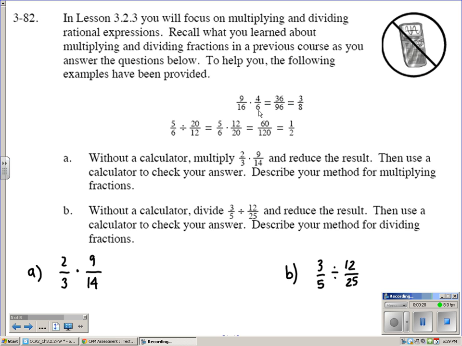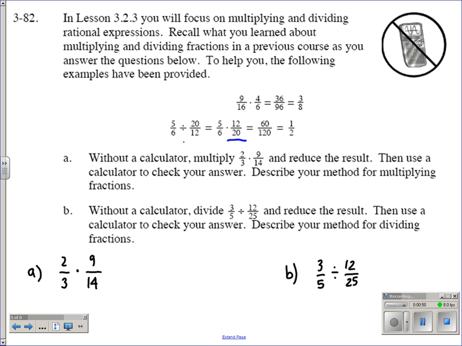9/16 times 4/6 equals 36/96, which then reduces to 3/8. We also have 5/6 divided by 20/12. Instead of dividing by 20/12, they're multiplying 5/6 by the reciprocal. Make sure you take key note of that in case you forgot. That ends up equaling 60 over 120, which then reduces to 1/2.